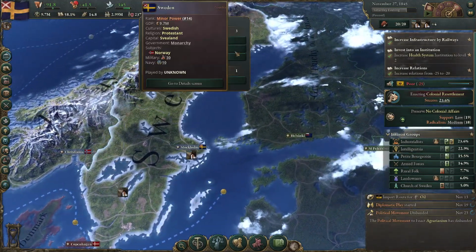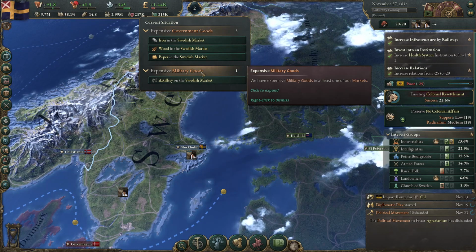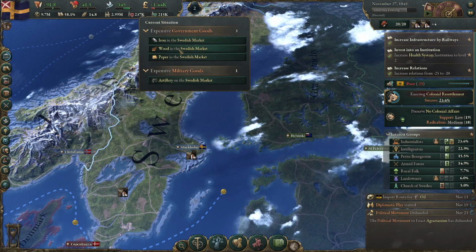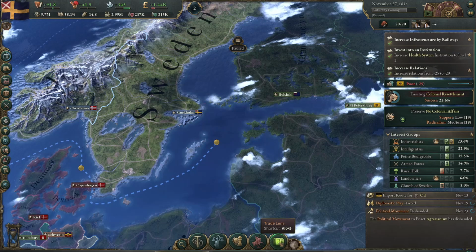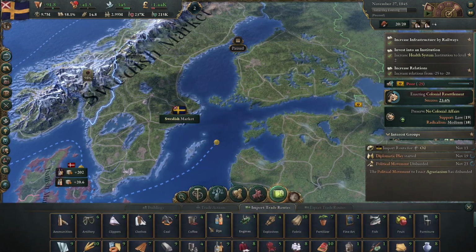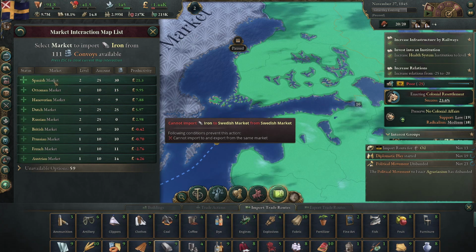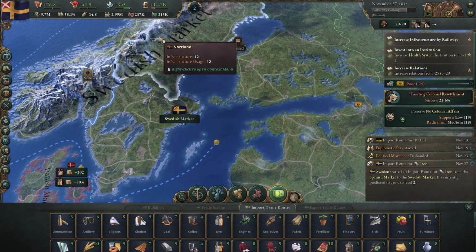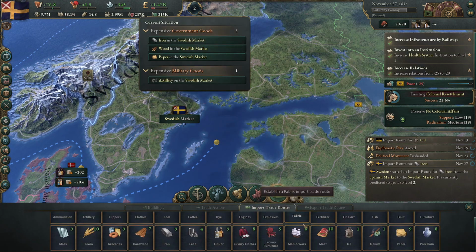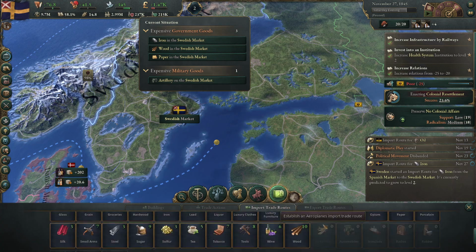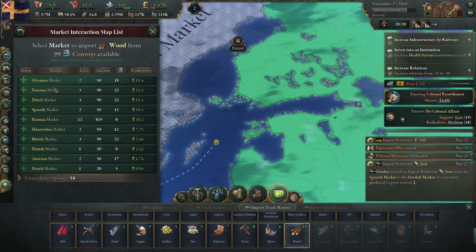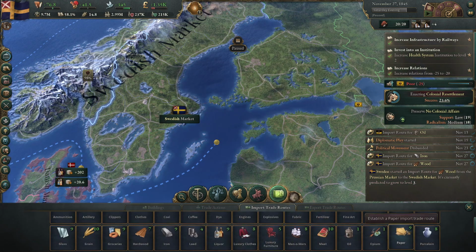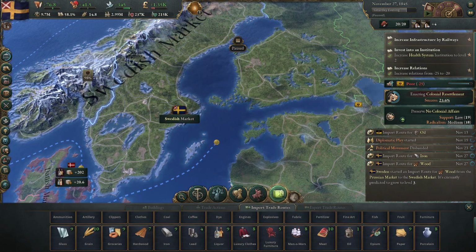We got sweet paper. So I've just played for about an hour and I still got exactly the same problems as I had before. Iron and wood. Right, we're going to import iron from the Spanish market, which is very productive. And what was the other one? Wood and paper. We can bring wood in from the Prussian market. So paper's the one we need to fix.